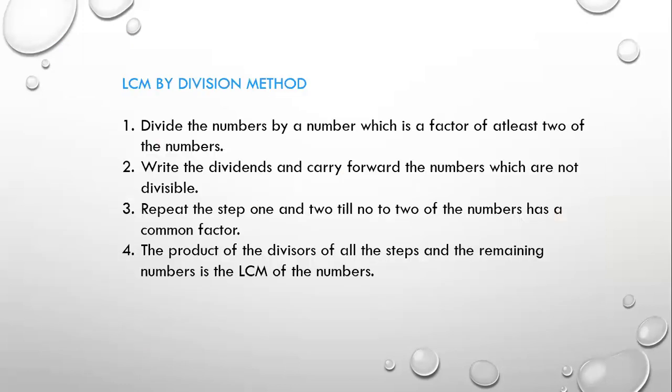Next, we have LCM by the division method. The first step is to divide the numbers by a number which is a factor of at least 2 of the numbers. Write the quotients and carry forward the numbers which are not divisible. Repeat steps 1 and 2 till no 2 of the numbers have a common factor. And last, the product of the divisors of all the steps and the remaining numbers is the LCM of the numbers. So let us see this with an example.